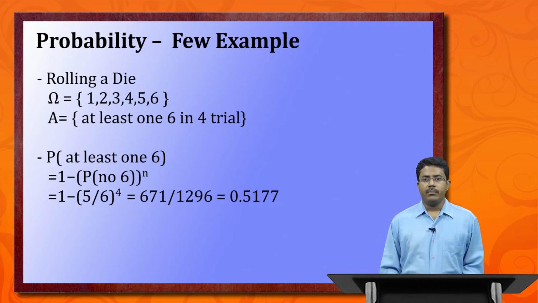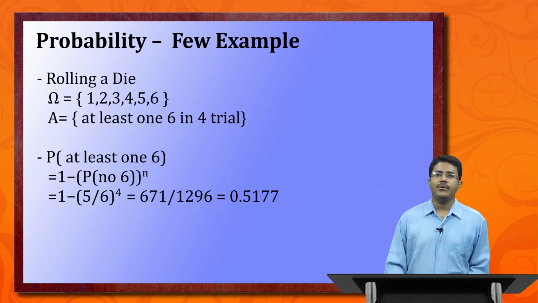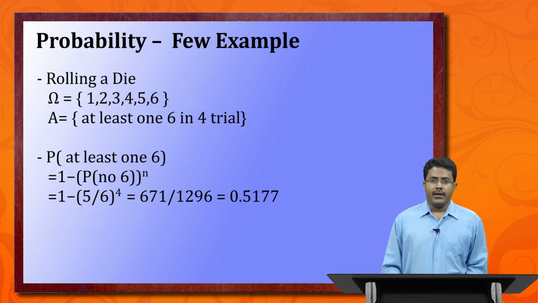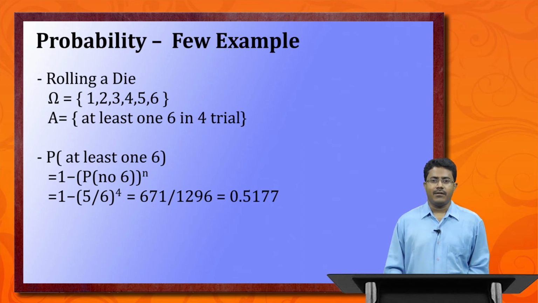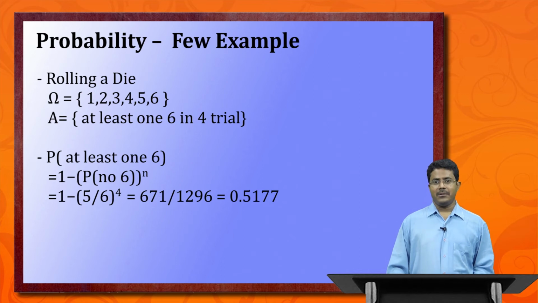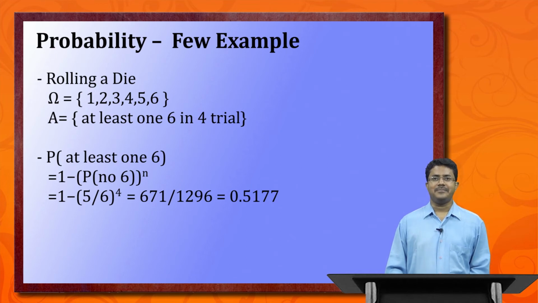So if you want to bet with your friend, then you have to consider at least 4 trials, so that the probability is more than 50%, and in that case you will win, otherwise your chance of losing is high. So calculate the probability and go with your friend and bet using the theory of probability.